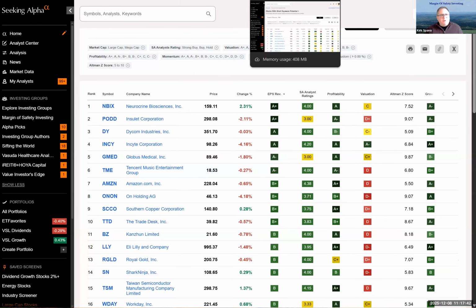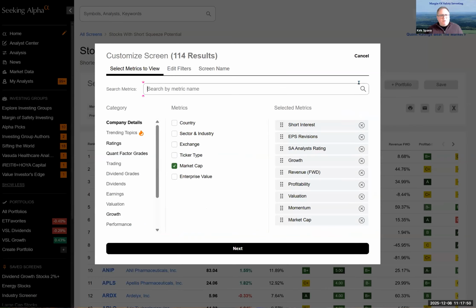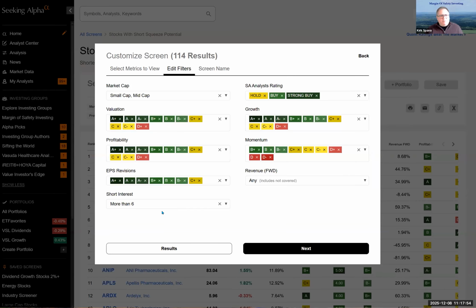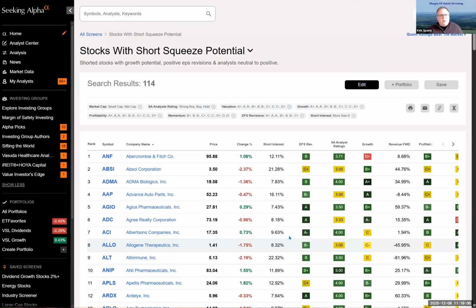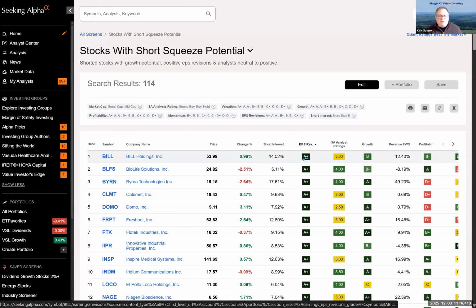One of my favorite screens is the stocks with a short squeeze potential. And the way that I set this up is pretty specific. I am looking for stocks with a short interest more than 6%, and then similar things to what I showed you before. And I will tweak these, right? So right now, we're taking a look at stocks that are showing a pretty good earnings revision potential into a high short interest.